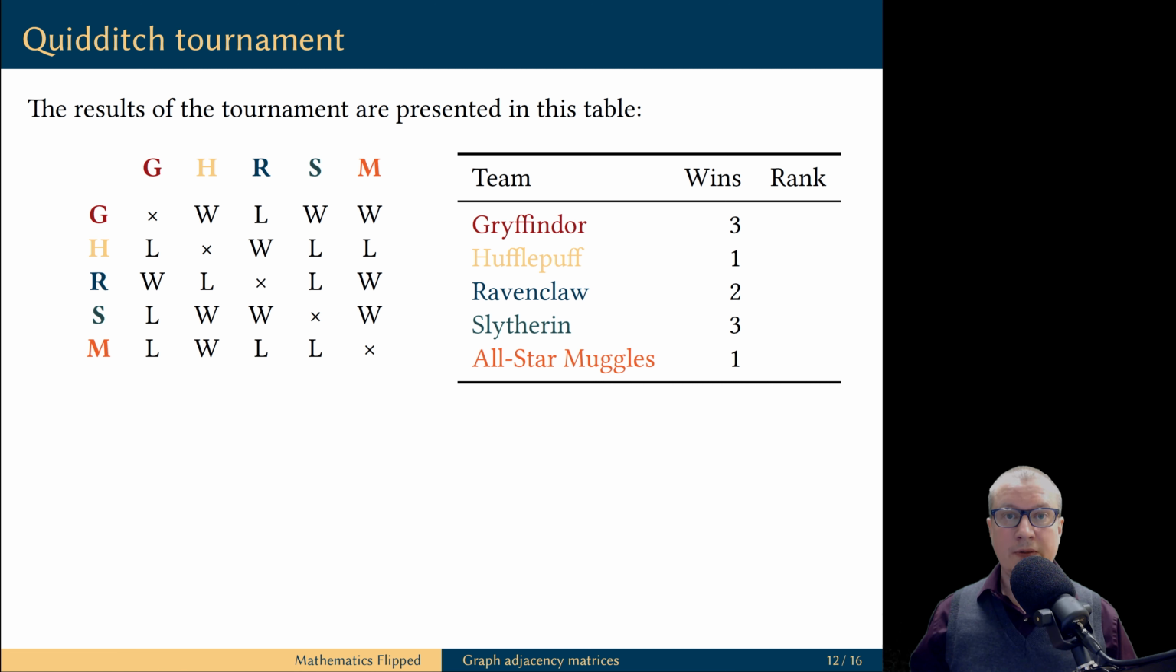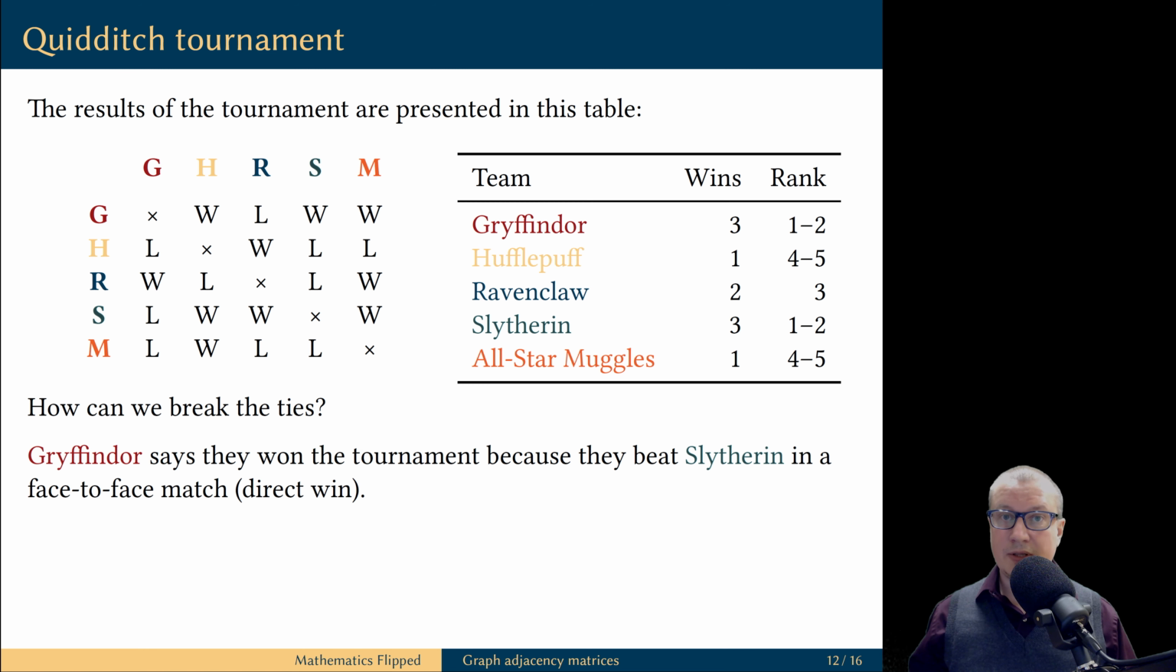Clearly, we count the number of wins for each team, but we see that there are some ties. Both Gryffindor and Slytherin have 3 wins, so we might be inclined to say that they both tie for first place. But you know that this is not what any of these teams would want, so can we break the ties? Team Gryffindor claims they won the tournament because they beat Team Slytherin in a face-to-face match. This is called a direct win, and it's a fairly valid reason.